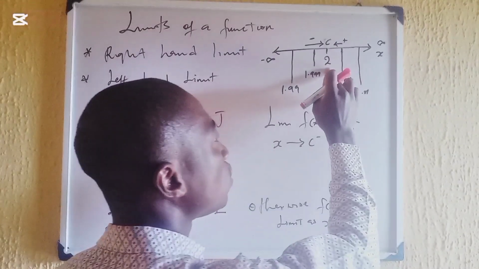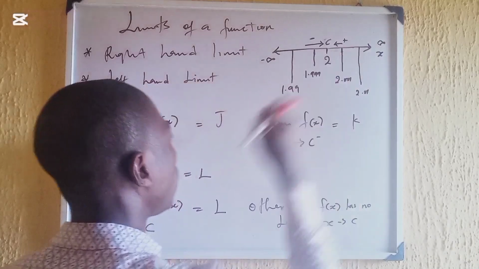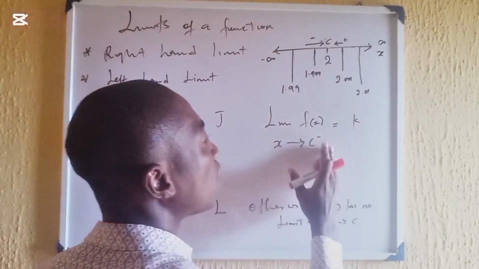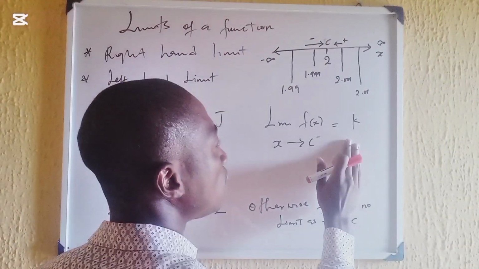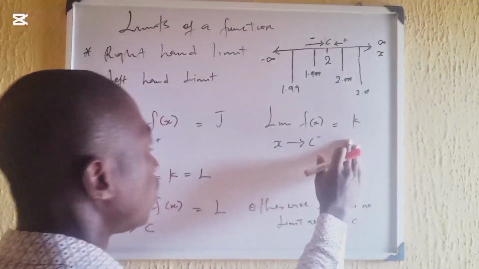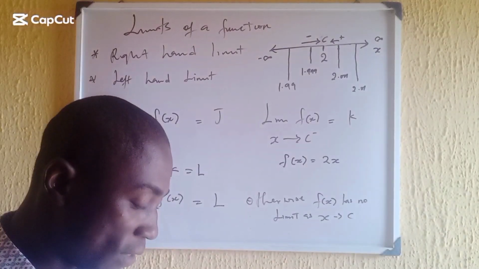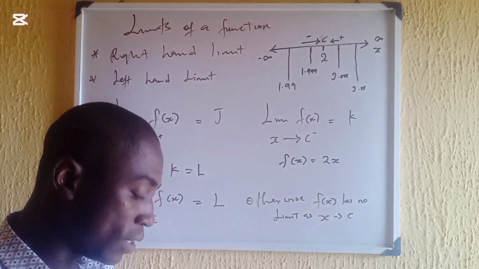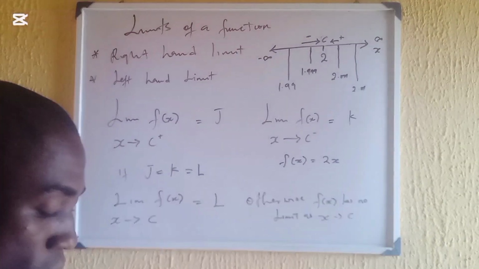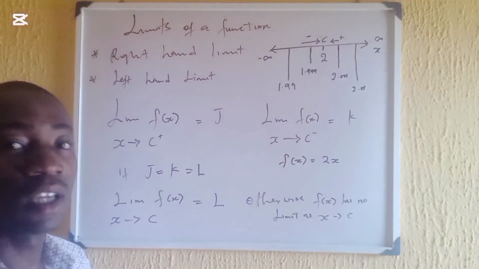So in this case, c is 2. As we approach c from the right, let's say the answer is j. As we approach c from the left, let's say the answer is k. So in that case, the limit of a function exists if and only if the right hand limit and left hand limit both exist and are equal.